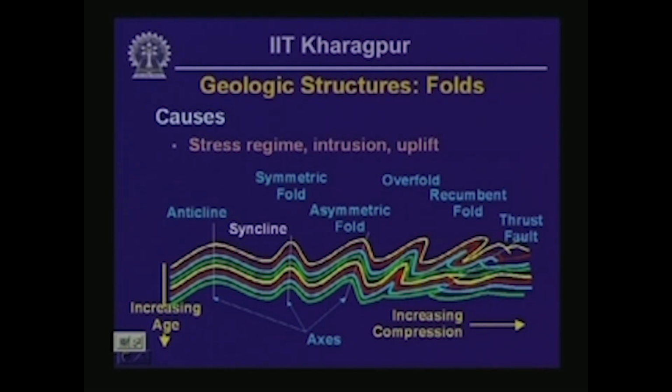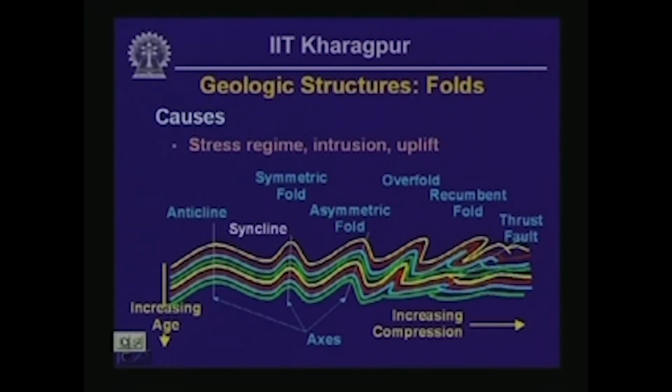Now, what are the causes of development of this kind of folding? Folding develops because of changes in stress regime, or it could develop because of intrusion into the bedrock of another type of rock. For instance, there could be an intrusion by volcanic rock through an overlying bedrock, that could also cause a fold to develop, or folding can develop because of tectonic activities and uplift. Now, we illustrate each one of these things in the next little bit.